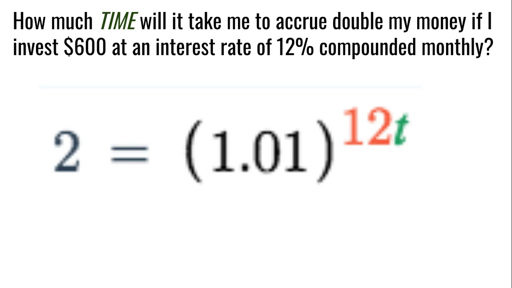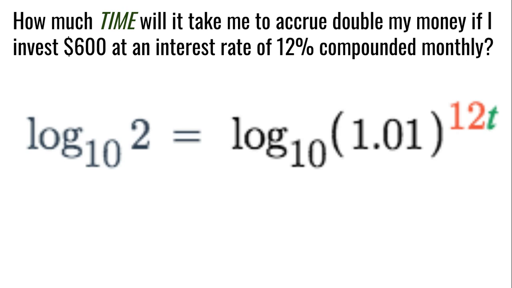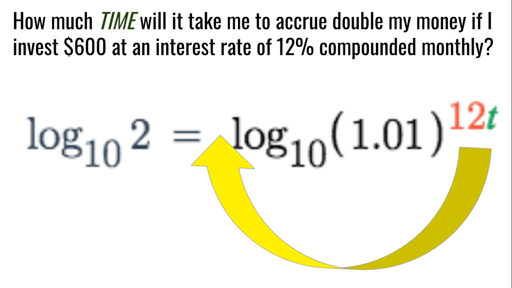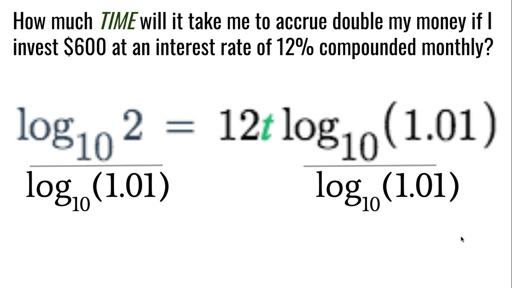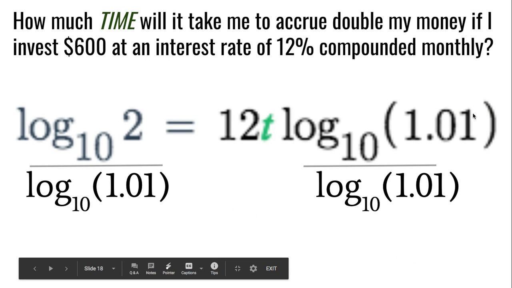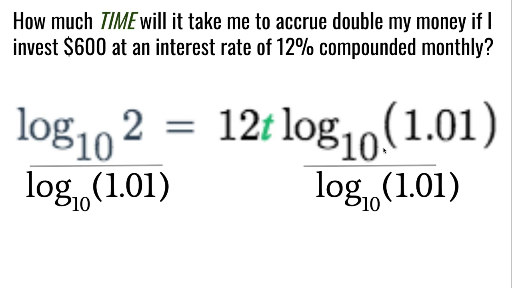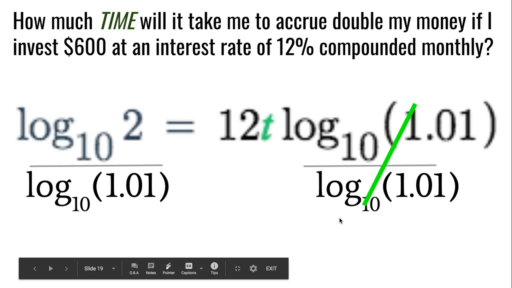So this is where logs come in. We can take the log of both sides. We're using log base 10 because this is the log that's in your calculator. And now that we take the log of both sides, we can use log laws. So we can take this exponent, we can bring it down to earth so that we can start isolating it. So we're putting it in front. Now that we put it in front, we can start isolating it. It's being multiplied by this whole expression here, log base 10, 1.01. So let's divide by that on both sides.